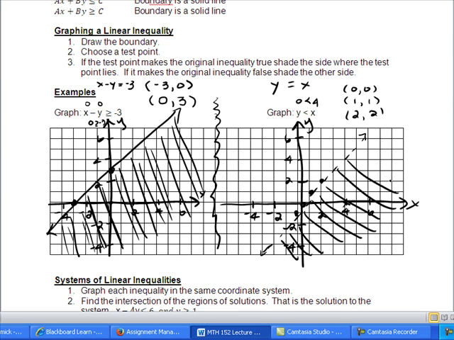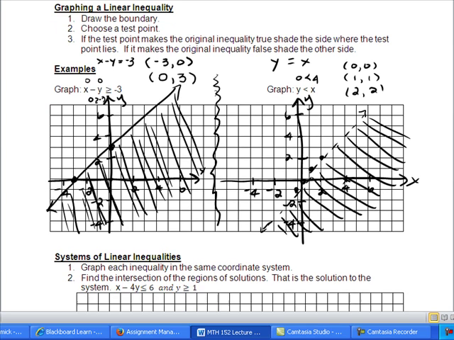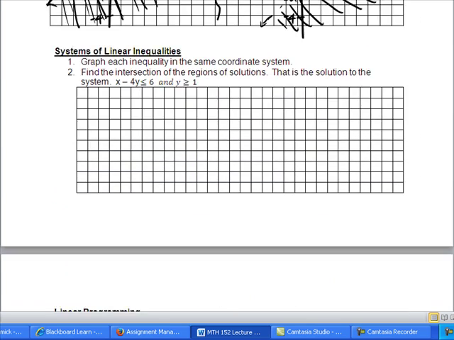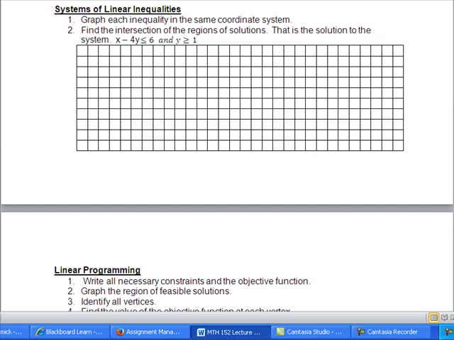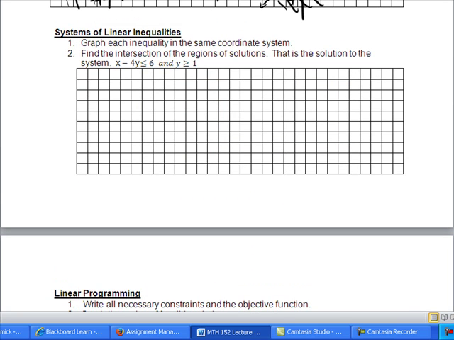Now, why do we want to know about being able to graph inequalities? Well, graphing is used to solve systems of linear inequalities. Systems play a part in linear programming, which is a type of problem that sometimes crops up in business. So we're going to take a look first of all at a system of linear inequalities. What we do is we graph each inequality in the same coordinate system, and we find the intersection of the regions. That will be the solution to the system.